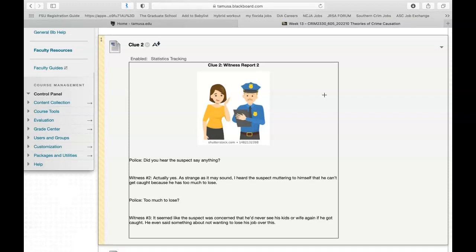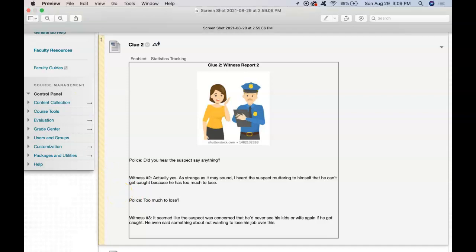In the clue, this is clue 2, you're getting a witness report. The police are going to ask questions, and not you, technically. The police are asking a question, and the witness is answering the question. Between these witness statements and police statements, you're going to come up with something that tells you about the suspect. You already have the suspects. You already have been presented them all. You're going to have access to them all semester.